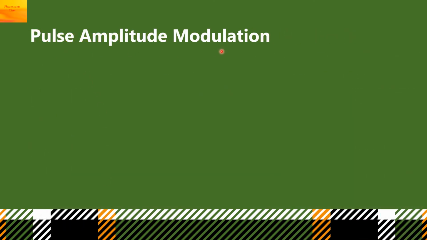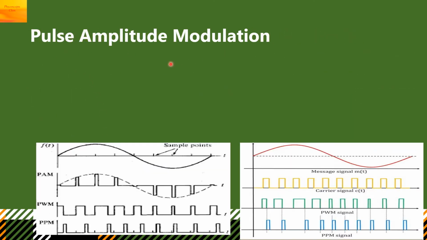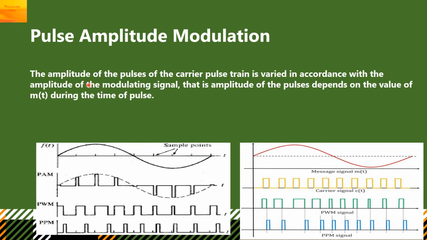Pulse amplitude modulation. Here in pulse amplitude modulation, the amplitude of the pulses of the carrier pulse train is varied in accordance with the amplitude of the modulating signal. So this is the message signal, or we can also call it a modulating signal. As its amplitude is increasing, the amplitude of the pulses is also changing.